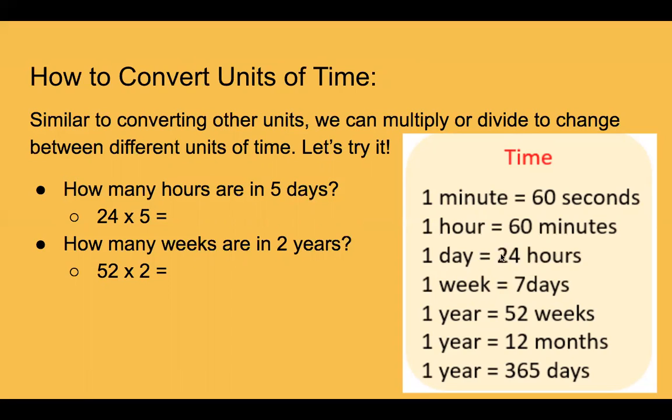So if there are 24 hours in 1 day, I could do repeated addition the long way, 24 plus 24 plus 24 plus 24 plus 24, or I can do the quicker way, which would be to multiply 24 times 5. Some of you might be able to do that in your head. I would probably suggest doing partial products. That's how I would solve it. So you can pause the video for a second and go ahead and solve 24 times 5.